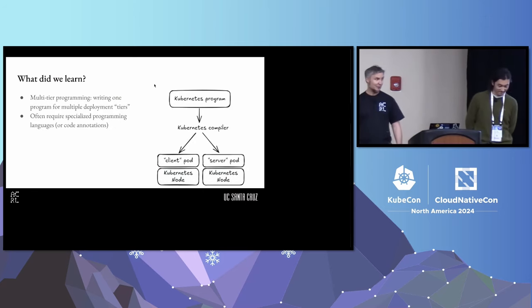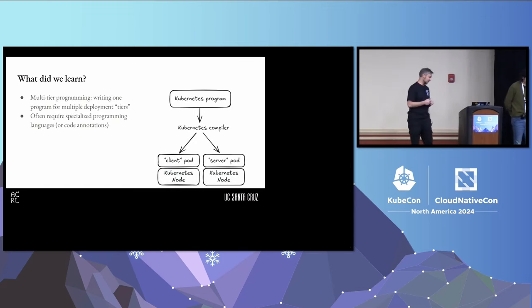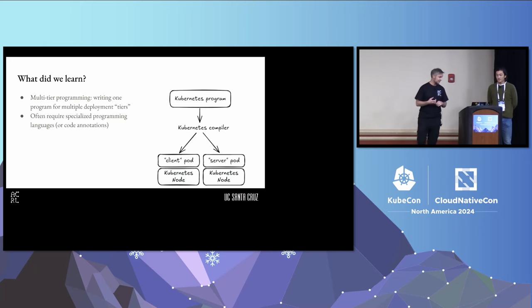So just to wrap up, I want to talk a little bit about what we learned. Tim started off talking about multi-tier programming, which is this idea of taking one program and compiling it into different tiers. This is not multi-tier programming. Compile, the thing I just showed you, is not that, but it's very closely related ideas.